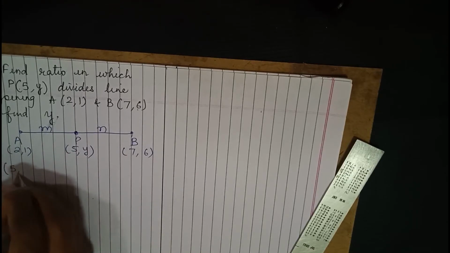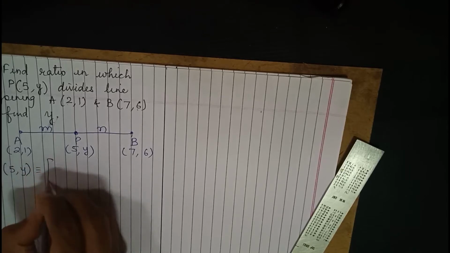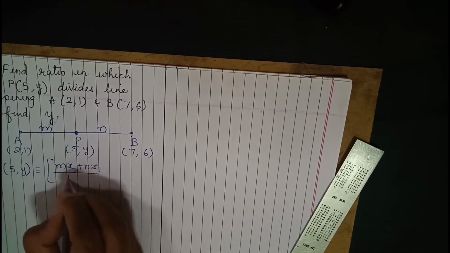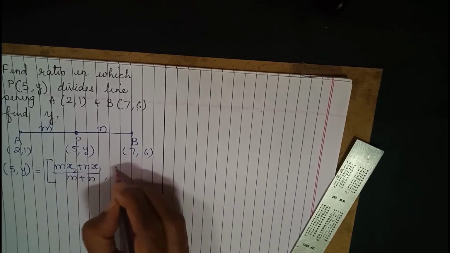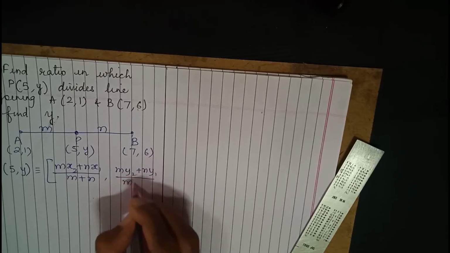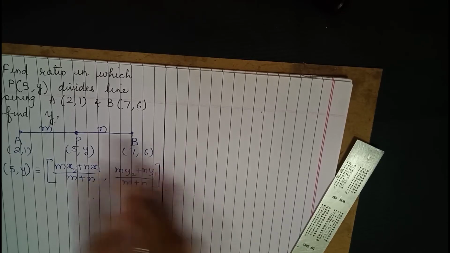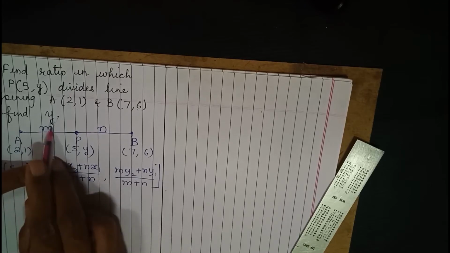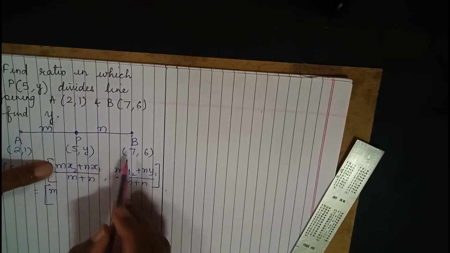So we know P (5, y) will be equal to (mx2 plus nx1) upon m plus n, (my2 plus ny1) upon m plus n. The formula remains the same. Whichever point you have to find out, it's only where we substitute the values that changes according to the question. Now m, we do not know the value of m, so we keep it as it is.